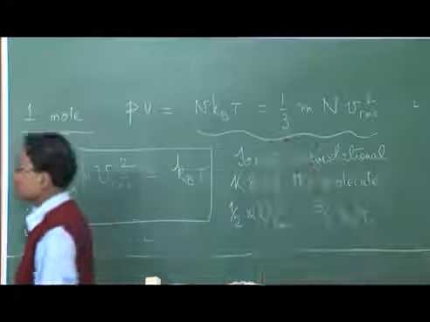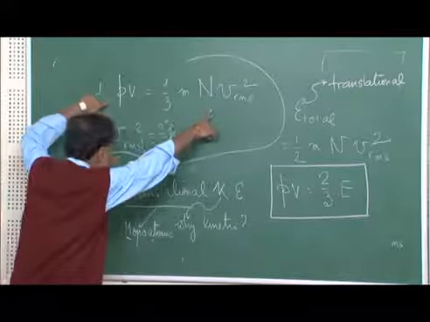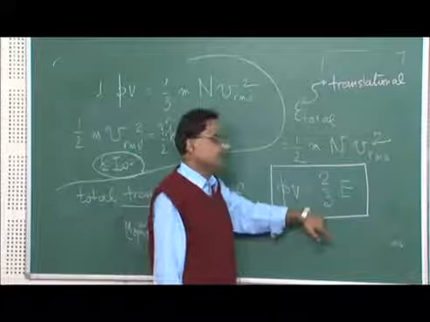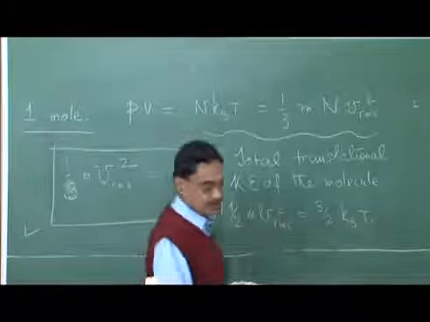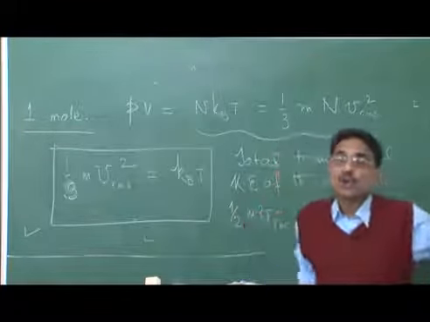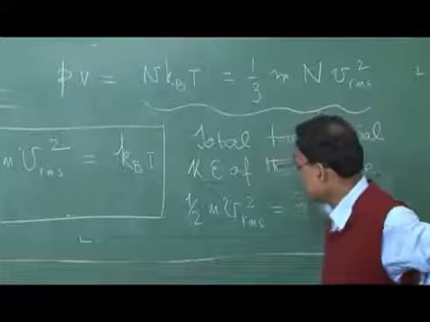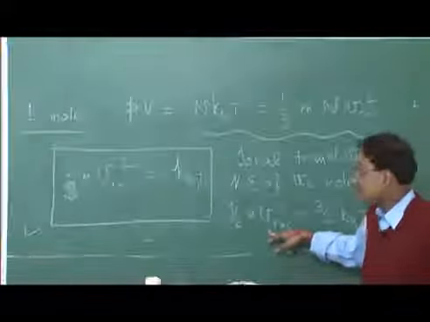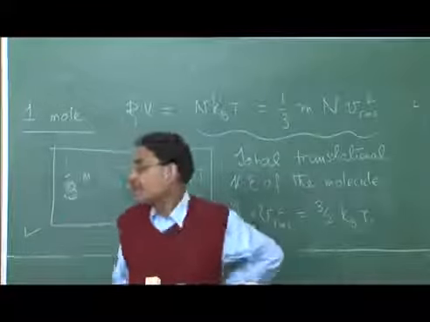Now, once you have this, you have two fantastic relations. Pressure is given by this, and PV is equal to NkT. Total translational kinetic energy is given by this, PV is equal to 2/3 E. Now, if someone asks you what is temperature in your problem, temperature is given in terms of mean translational kinetic energy. Mean translational kinetic energy is given in terms of V RMS.